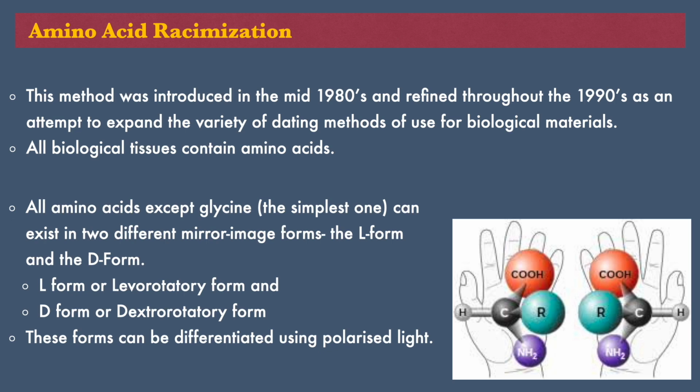The amino acid racemization method is based on certain properties of amino acids. Amino acids are present in all plants and animals. There are 20 important amino acids. All of them except glycine can exist in two different forms called the L form and the D form. The full form of the L form is levorotatory and the full form of the D form is dextrorotatory. You can see the L and D forms image on the screen. These forms can be differentiated using polarized light.